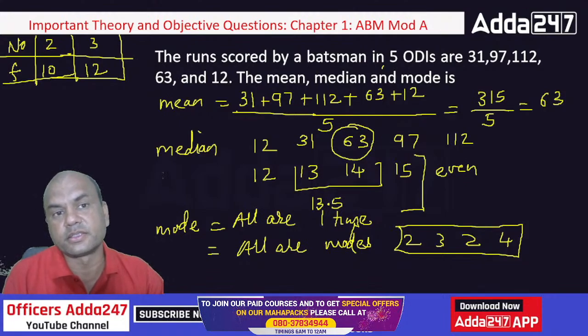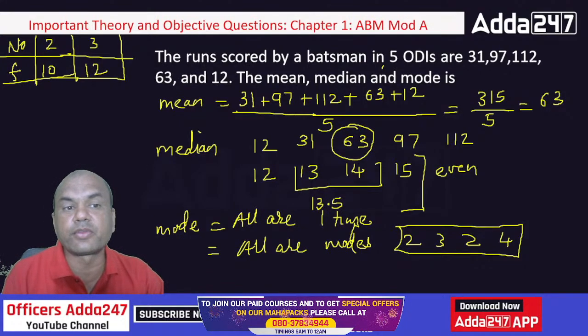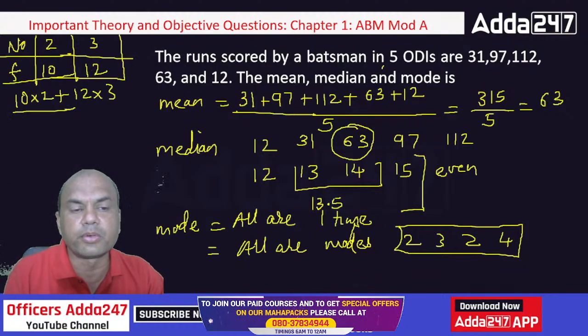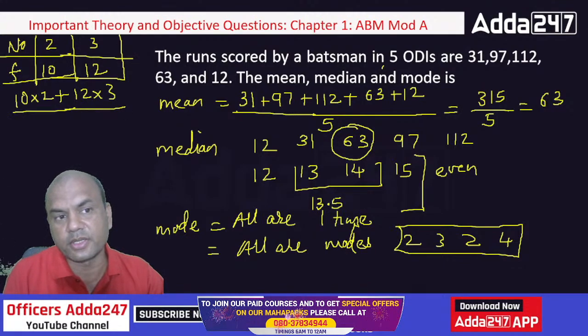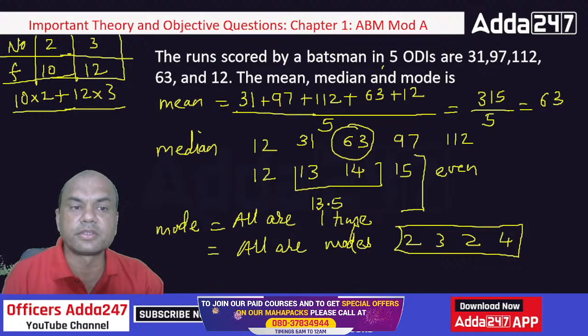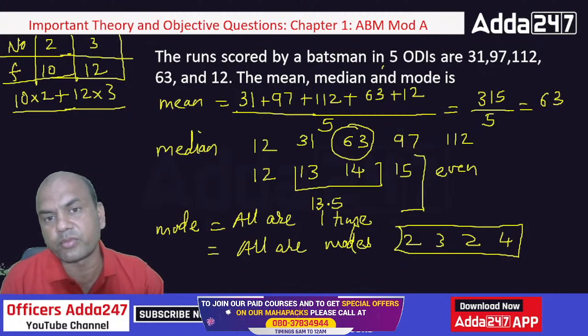In that case, class mark is very important. So what will we do? We'll multiply 10 into 2, plus 12 into 3, the whole upon the numbers. What are the numbers? It is 2 plus 3. So that way we'll find it out.